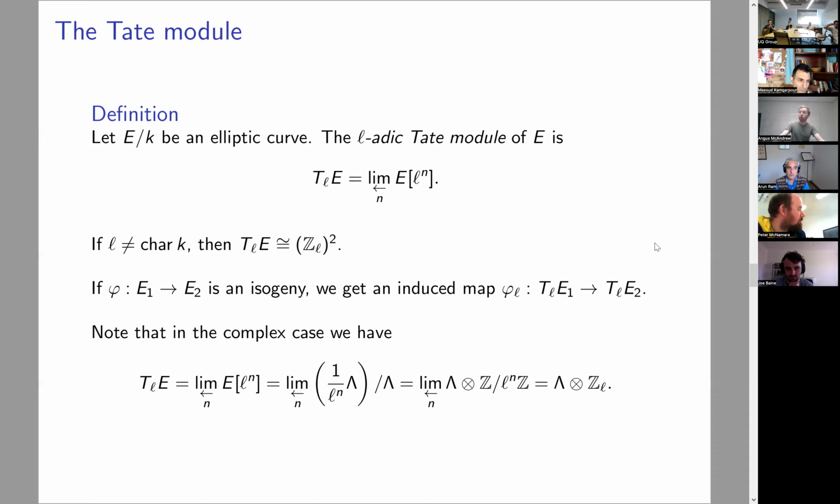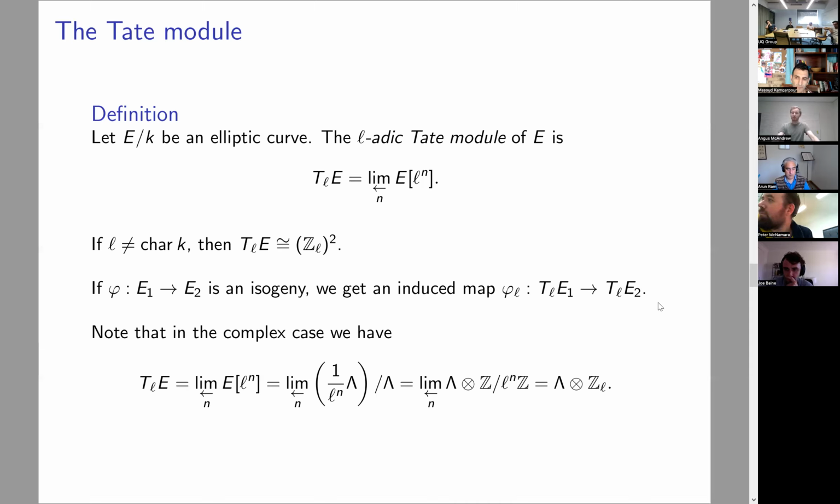Now, the important thing is that if I have a map of elliptic curves, if I have an isogeny, well, because this preserves the group structure, it will induce a map between the torsion points for any L to the n, because you just pass it through. If L to the n kills your element, then I can take it outside, and that should still be 0. So L to the n better kill the image, and vice versa. So we get a map between the L to the n torsion for each n from any isogeny, and thus any map between elliptic curves induces a map, which we'll call phi L, between the L-adic Tate modules.